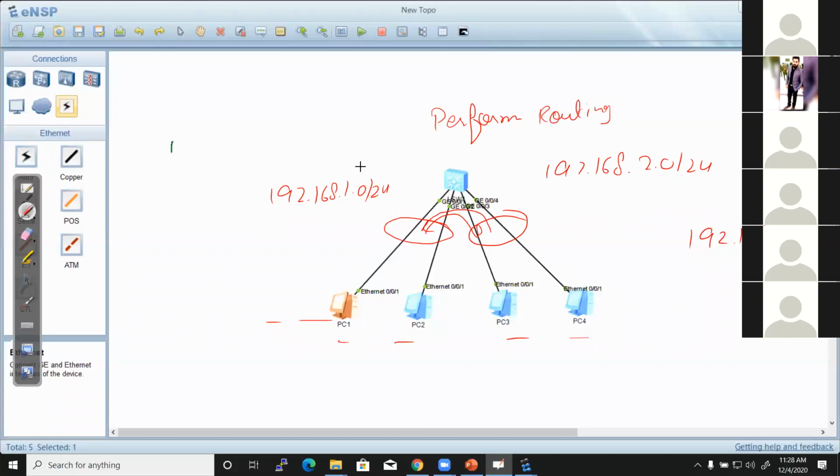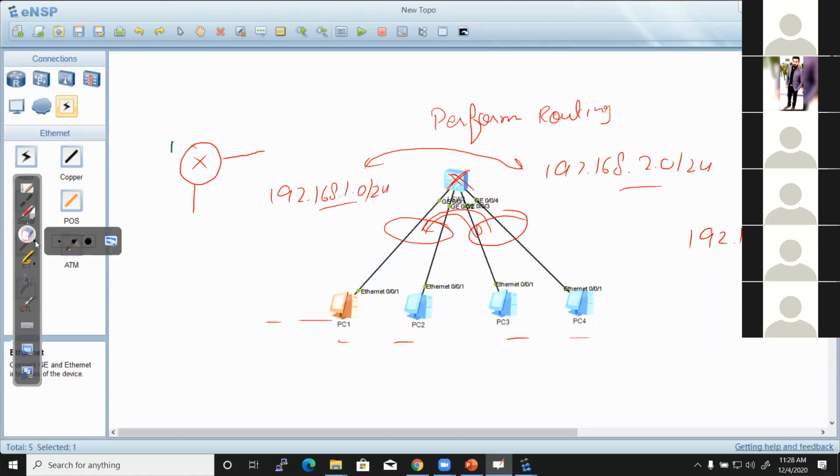Because communication between two different networks is the responsibility of the router, not of the switch. So router is a device which enables you to communicate between two different networks. That's the job of the router. But this is a switch. It won't allow you to communicate between two different networks.